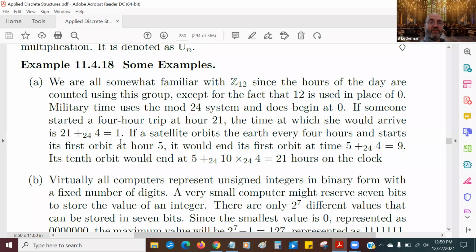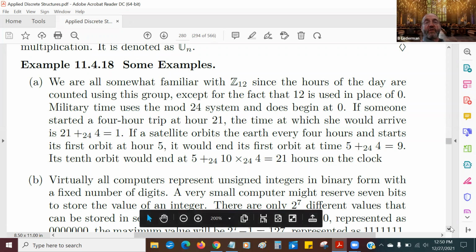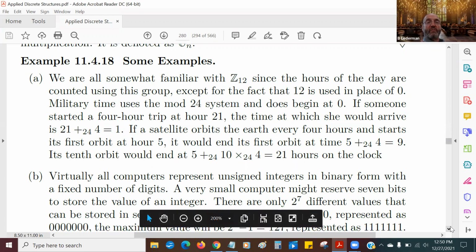So if a satellite orbits the Earth every 4 hours and starts the first orbit at hour number 5, it would end the first orbit at hour 9. It would end the 10th orbit at 5 plus 10 times 4, which is 5 plus 40, which is 45. But 45 modulo 24 is 21, because if I do 45 divided by 24, I get a remainder of 21.